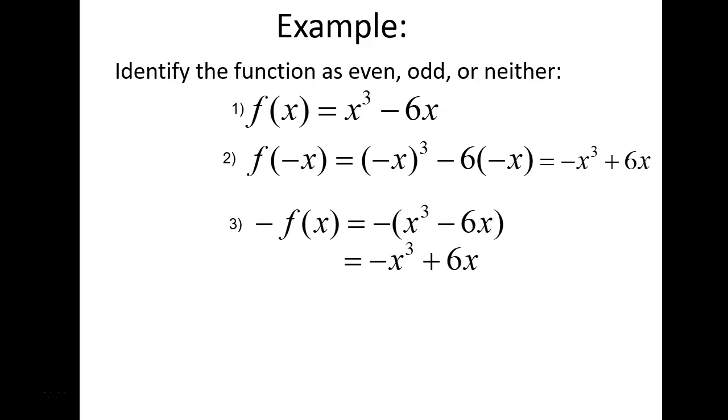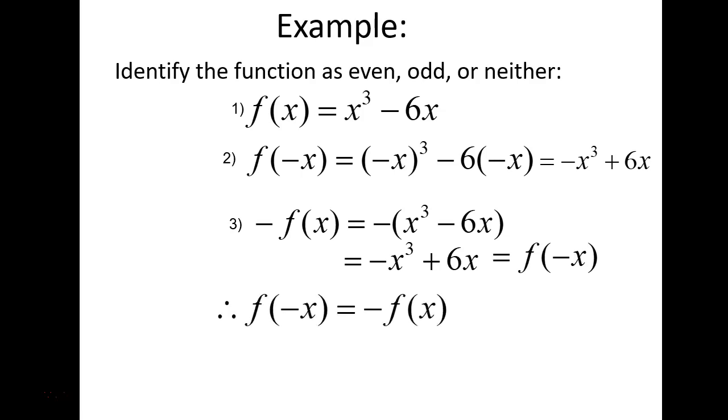Now take a minute. What do you observe? Step 3 is the same as step 2. So remember, step 2 was f of negative x. So what are we saying? We're saying that negative f of x is the same as f of negative x. Go back and look at the definitions you just wrote down for odd functions. That was the definition. So if step 3 matches step 2, it's an odd function.